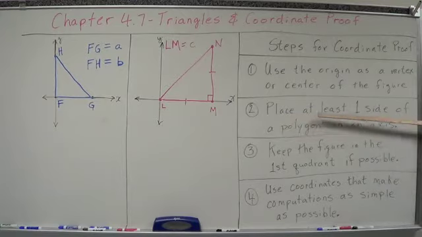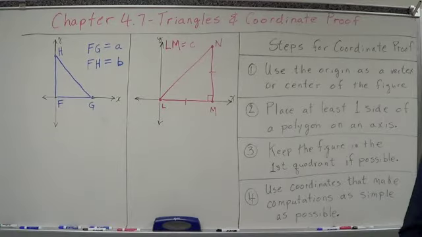Number two, place at least one side of a polygon on an axis. Why do I want to place one side of the polygon on an axis? Well, if I've got two coordinates, an x and a y, if I place one of the sides on an axis, one of those coordinates for that endpoint is going to be 0. Number three, keep the figure in the first quadrant if possible. If you keep it in the first quadrant, what are the signs of the numbers? They're all positive. Makes it a little easier.